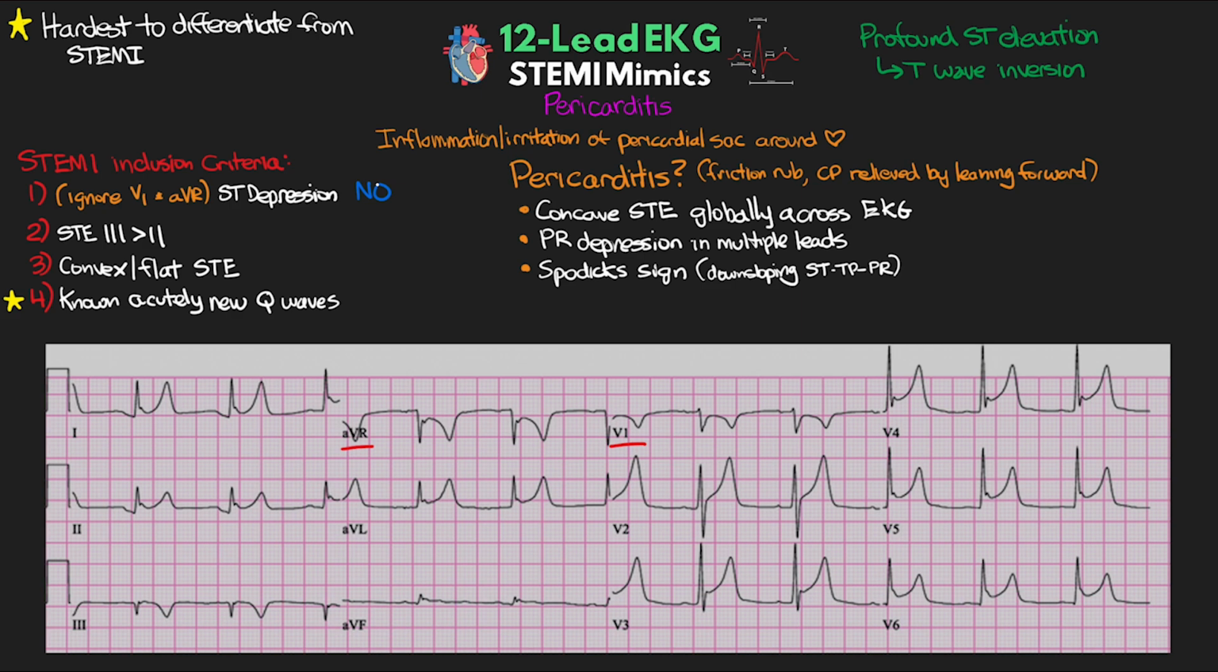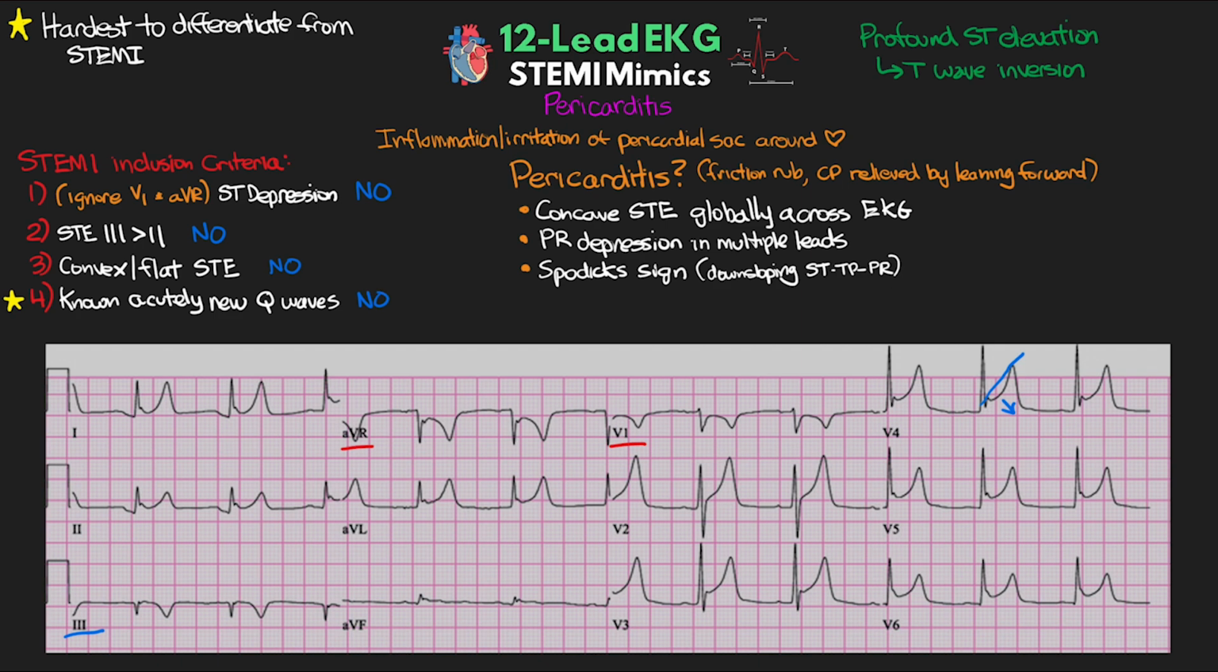All right, so next, do we have ST elevation in lead 3 that's greater than lead 2? Well, no, we actually don't have any in lead 3, so that excludes that. Now looking at our ST elevation, do we see any flat or convex ST elevation? Nope, they're all concave. If we draw the line, we can see that clearly here. And then here we don't have any Q waves, so we're not going to do that, nor do we have a previous EKG to compare to here.